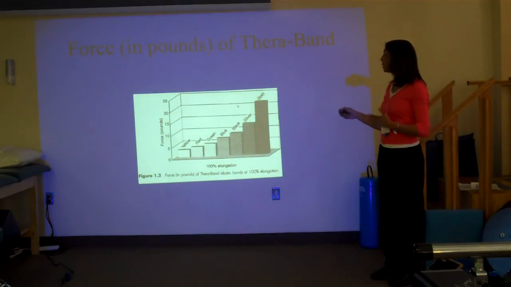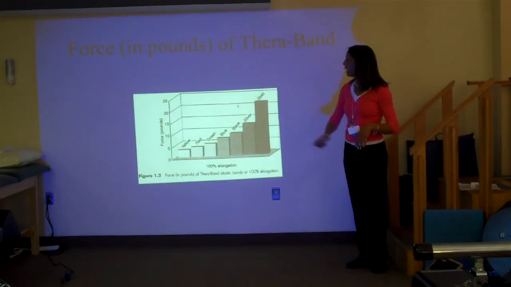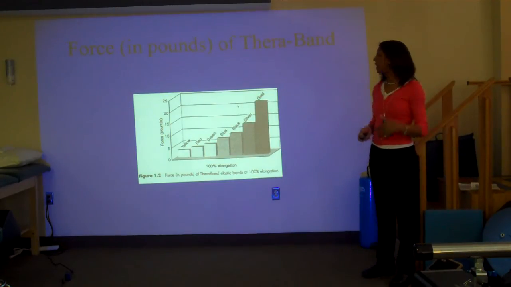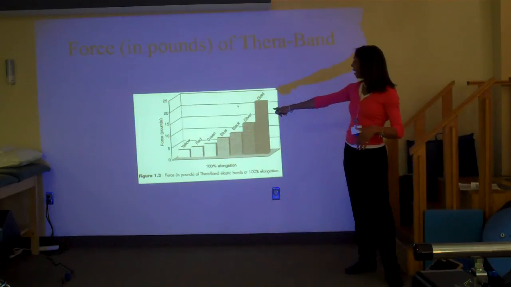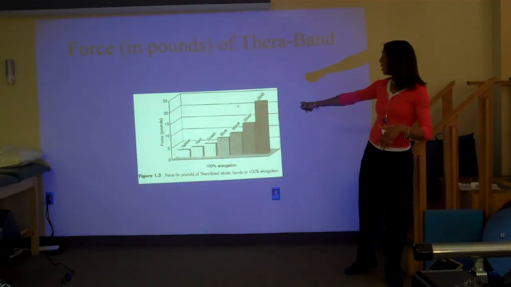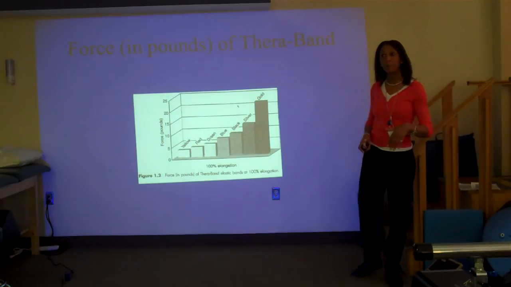Now you can see the force in pounds just in a bar graph. So with yellow, you're roughly getting about 3 pounds, right under 5, okay? When you go with full elongation, and then it gradually increases. Like yellow's like 3, red's like 5, green will take you up to 6, and then you start to get larger jumps as you go up in color.